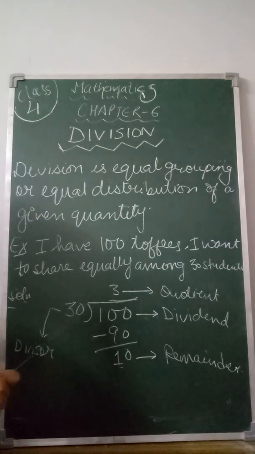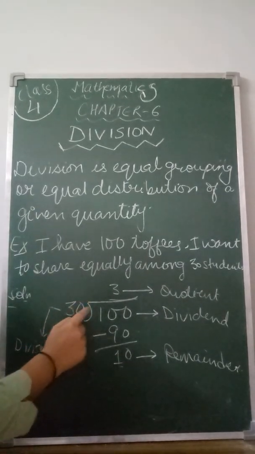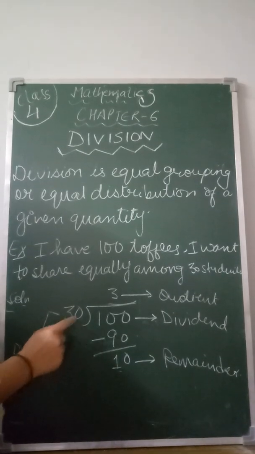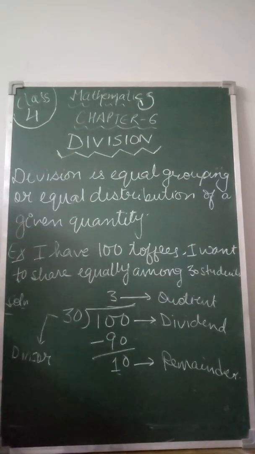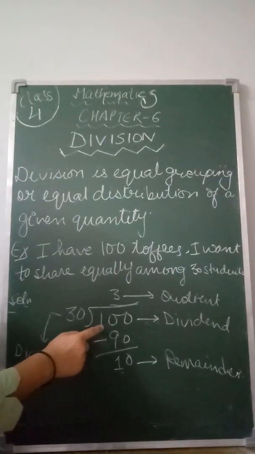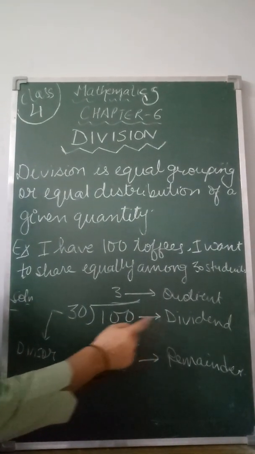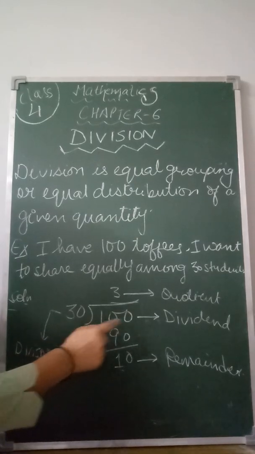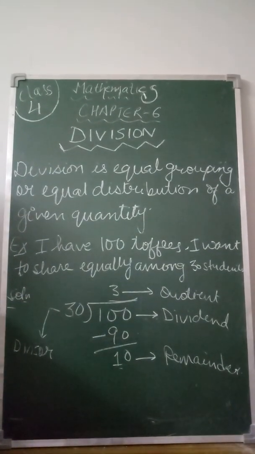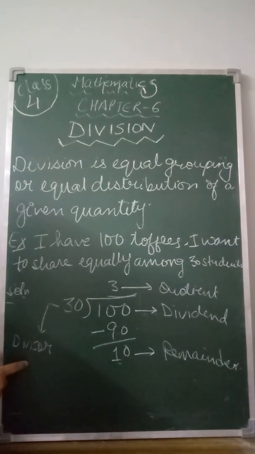For this, I have to divide this number. So this is the division sign. Write the dividend inside this sign. 30 is here. Let me explain. There are 4 important terms now in division. This 100, the given quantity, is called the dividend, and the number among which the quantity is divided becomes the divisor.